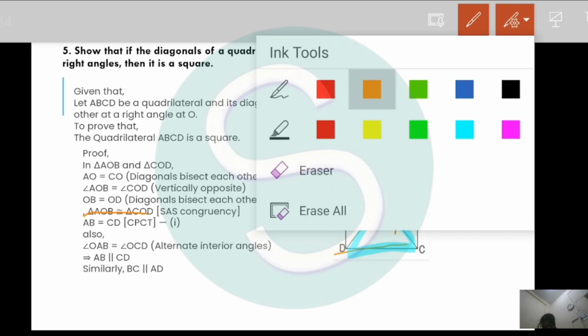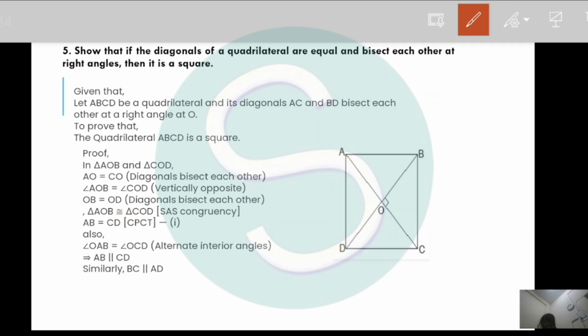Also, what we can do is, since हमने इन दोनों triangles को congruent prove कर दिया है, so we can say angle OAB equals to OCD, right? So here alternate interior angles are equal, that is, it is a transversal. So we can say AB is parallel to CD.